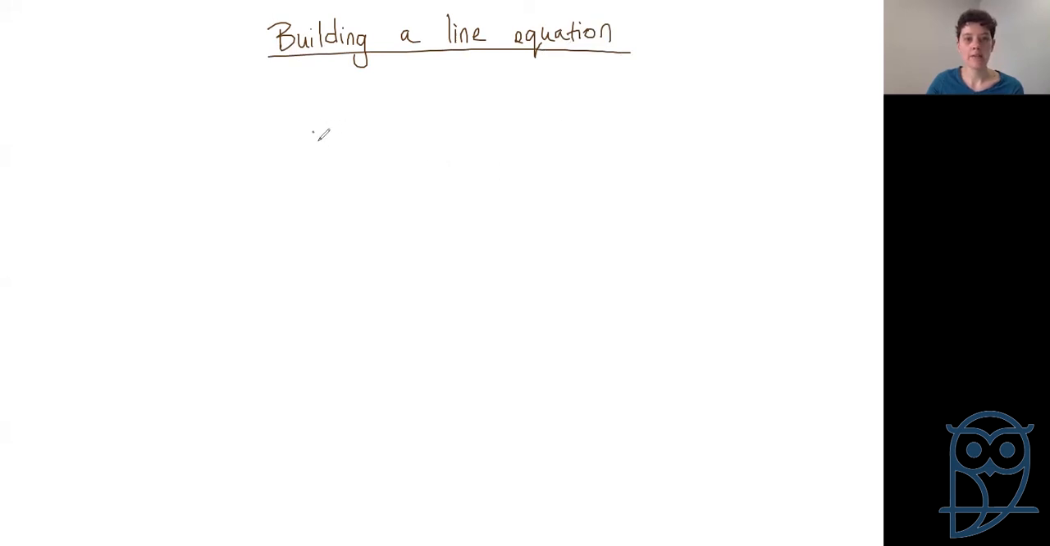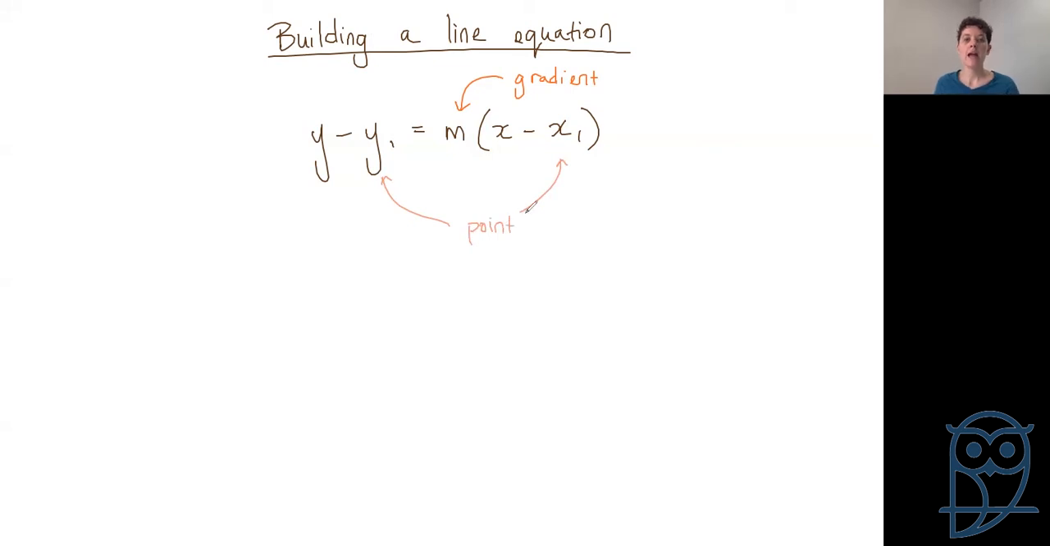So we have y minus y1 equals m(x minus x1). And what you're doing here is plugging in a gradient, m, always that gradient, that little m, and you are plugging in one point on the line. And then you are getting the line equation straight out.